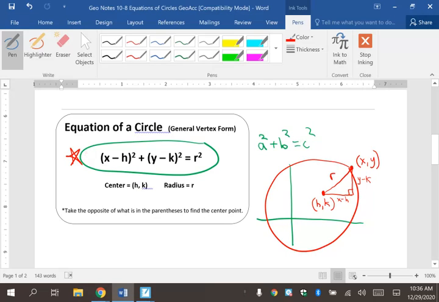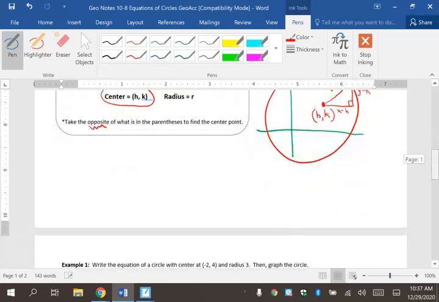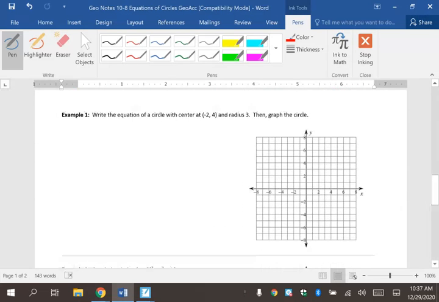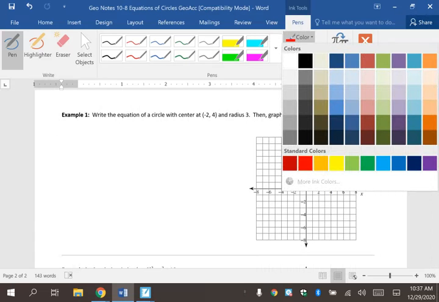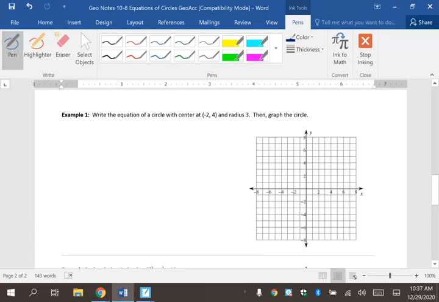Your center is h comma k. It's the opposite of what's being done inside the parentheses with the x, comma, the opposite of what's being done inside the parentheses with the y. So just be careful with the center. You take the opposite of what's in the parentheses to find the center point. Let's go ahead and use the equation of a circle to answer some questions on the backside. Example 1, write the equation of the circle with center -2, 4, and radius 3, then graph the circle.